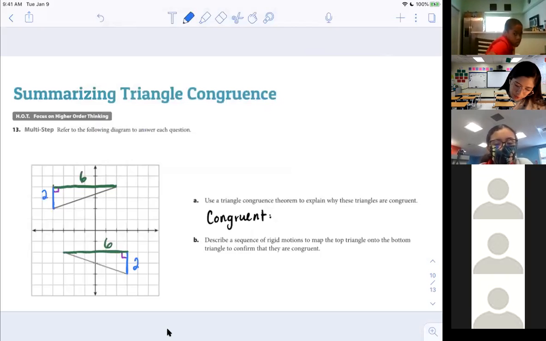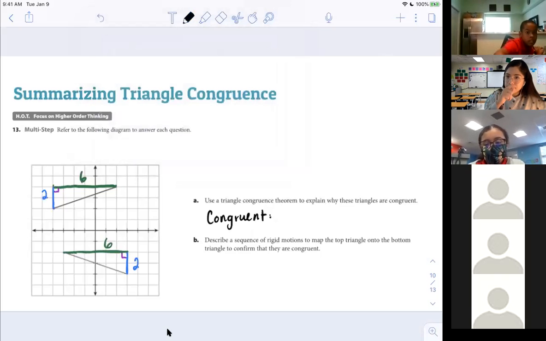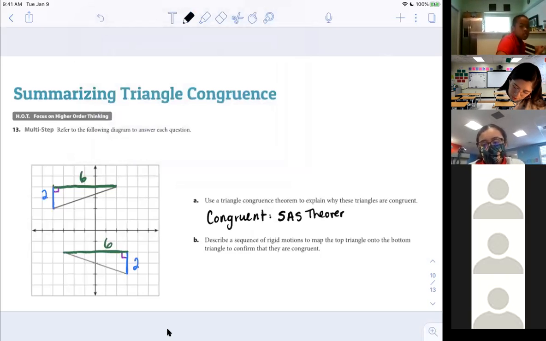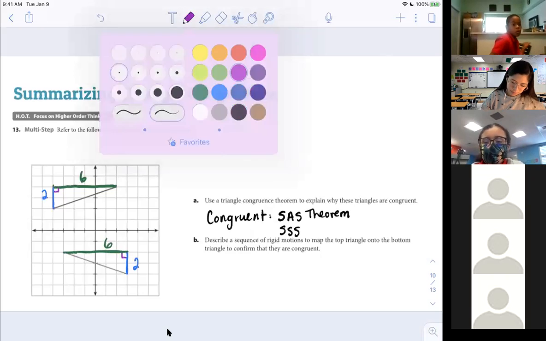So I know they're congruent using which theorem? SAS, side angle side. Good. Question: could I figure out SSS? Could I use SSS? Yes. How would I do that? You have to locate the other side.